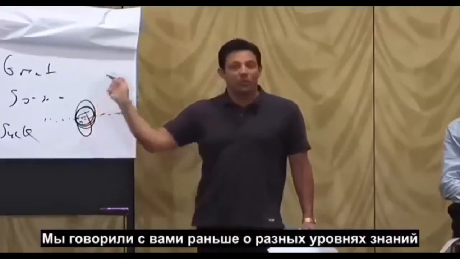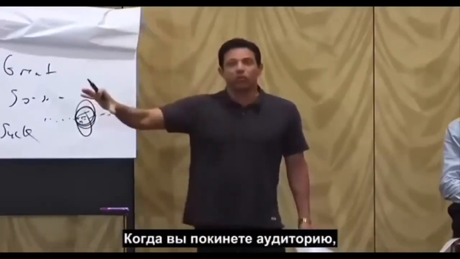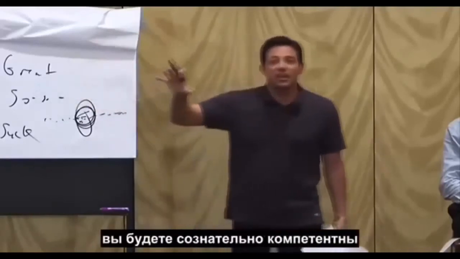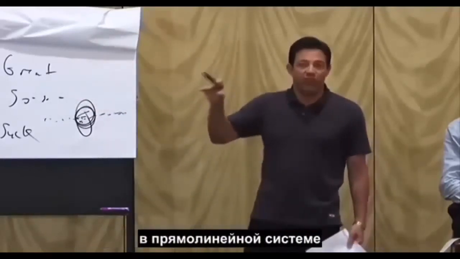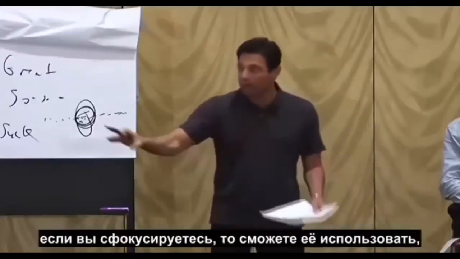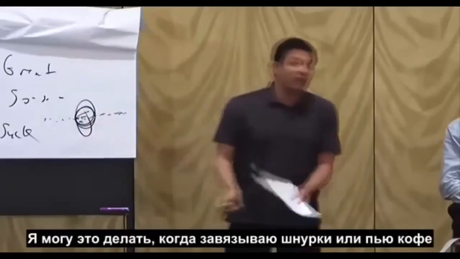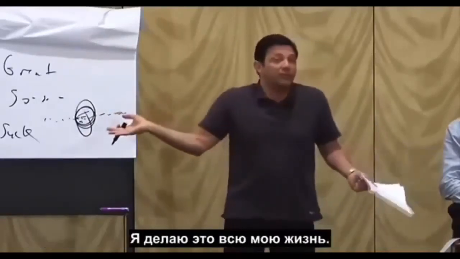We spoke about the different levels of learning, you weren't here yesterday, right? When you leave this room this afternoon, you're going to be consciously competent at using the straight line, which means you'll understand it. If you're focused on it and have it written down, you'll be able to do it, but you can't listen to anything else. I could do this while I'm tying my shoes, drinking coffee. I'm doing it my whole life.